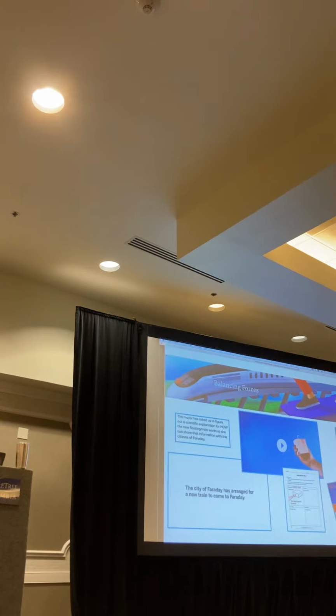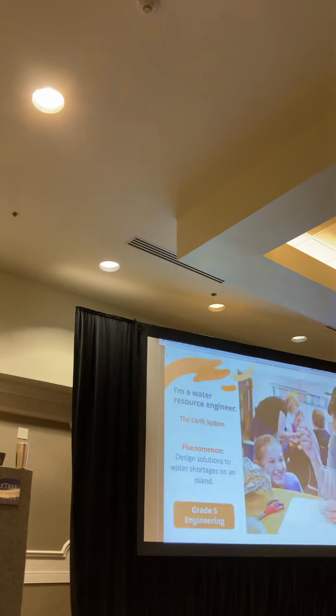The city of Faraday has arranged for a new train to come to town. People are nervous to ride it because it looks different. It's not connected to the tracks. It's using magnetic levitation. And so they're going to read and interact with our notebooks and get evidence to support their ideas around this train.